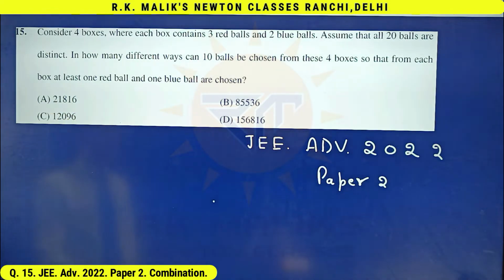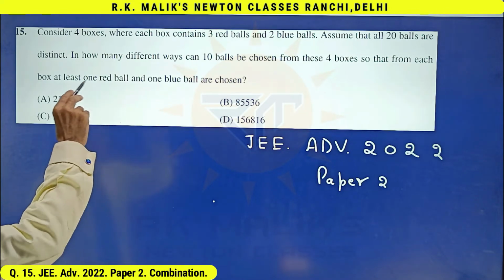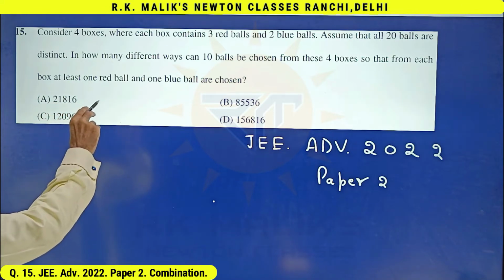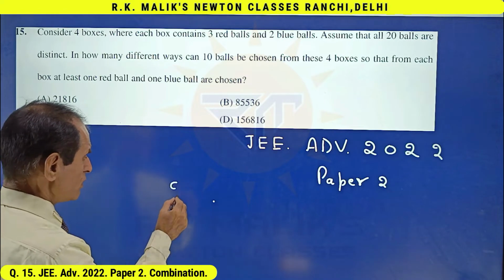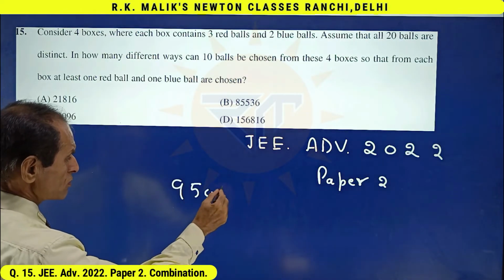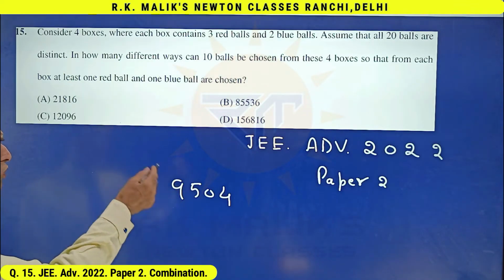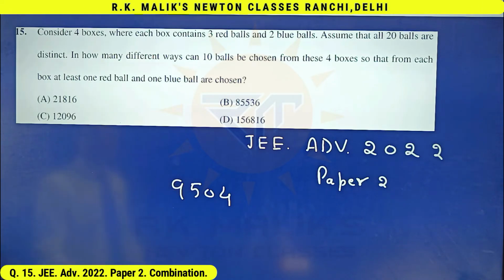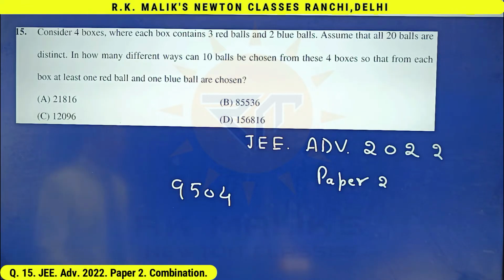But if I take the interpretation that we have to choose 10 balls from these 4 boxes so that from each box at least 1 red ball and exactly 1 blue ball are chosen, according to that interpretation the answer is found to be 9504. But that is not a choice, because 9504 is not among the options, hence I must take the interpretation at least 1 blue ball, because in an examination the student doesn't have time to do both types of questions and check.